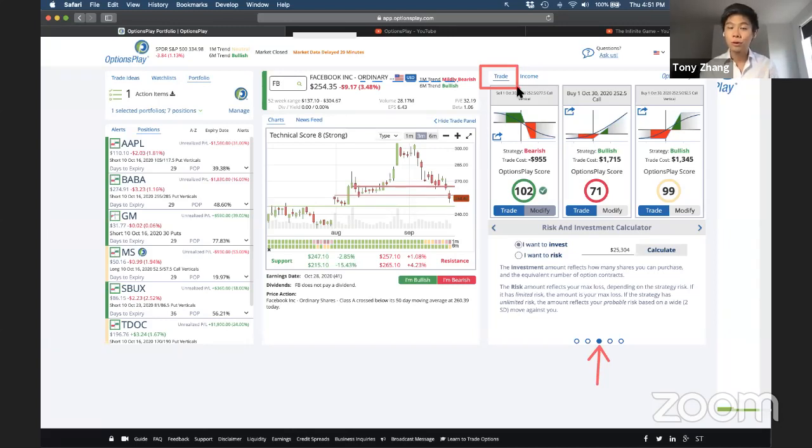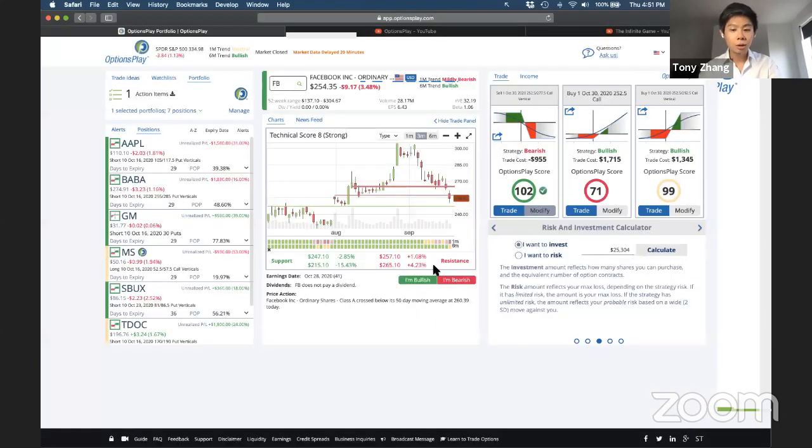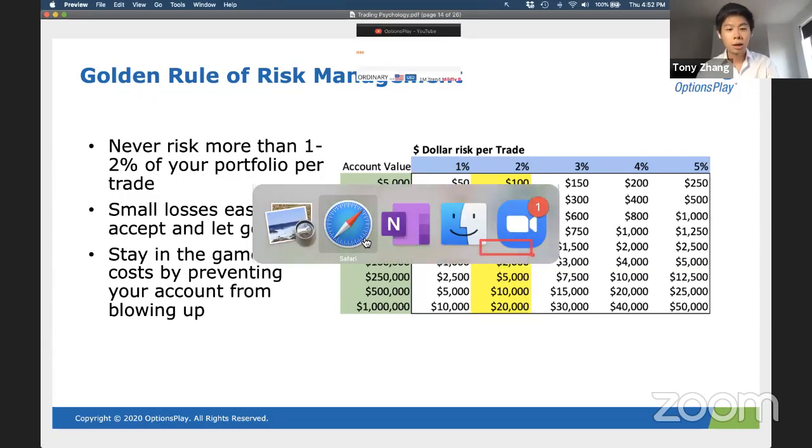All you have to do is figure out what's 2% of my account. So in this particular case, let's say you have a $50,000 trading account, and 2% of your account is exactly $1,000. So what you should do is that every single trade that you make should never exceed $1,000 as your max loss. So let's take a look at this position here.